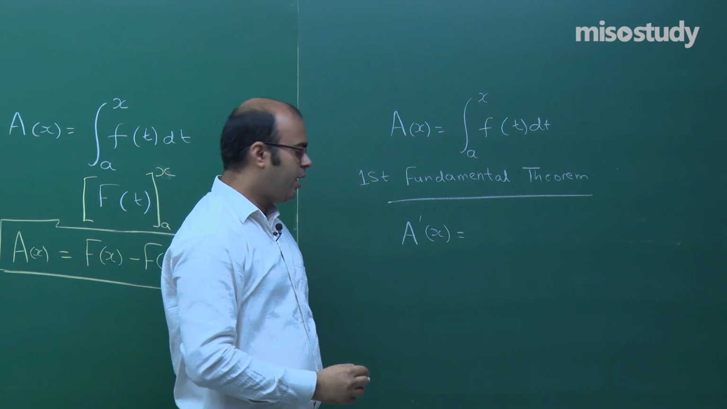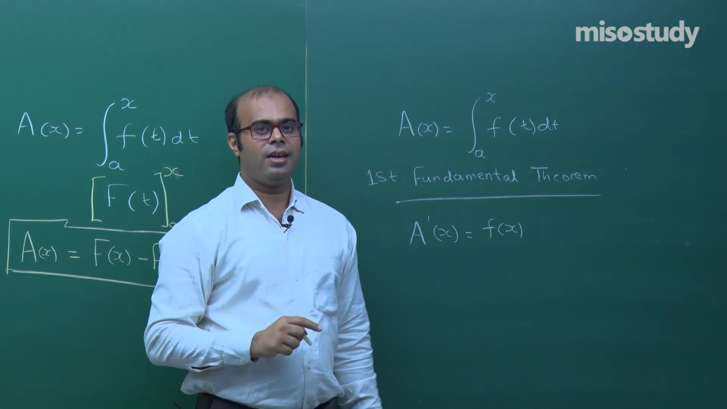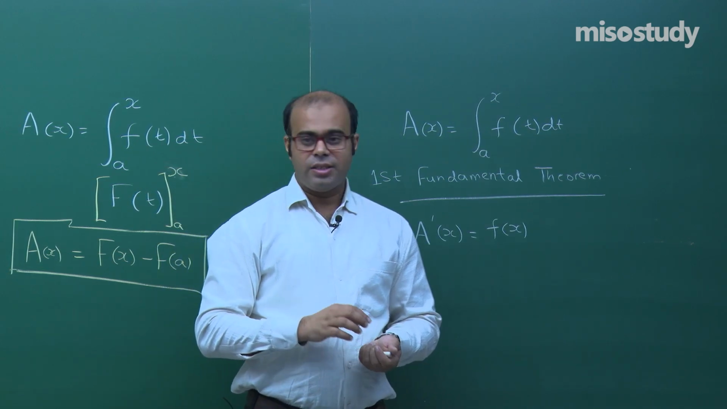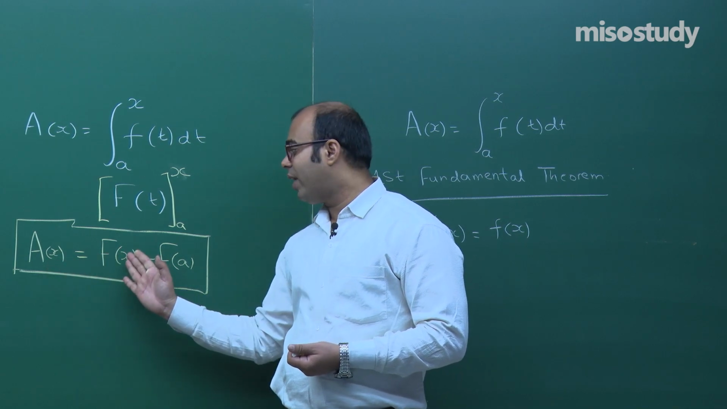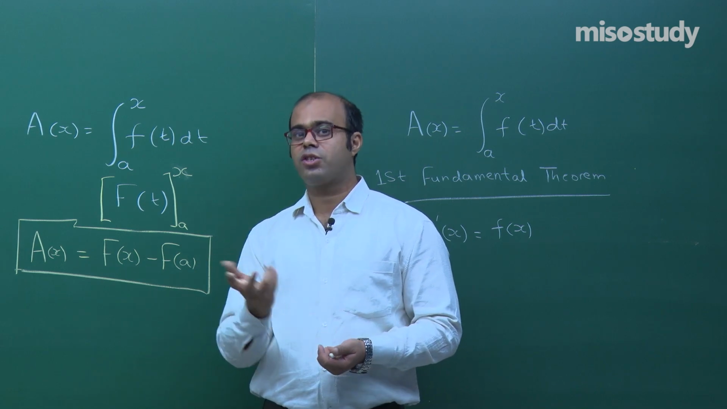We eventually get f of x, this integrand, but not t, putting x here. Why do we write this? We have seen here that the area function after evaluation is equal to capital Fx minus capital Fa. Here it is capital Fx, that is the integral of a small fx.